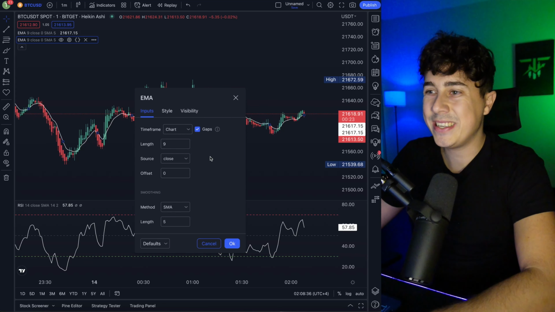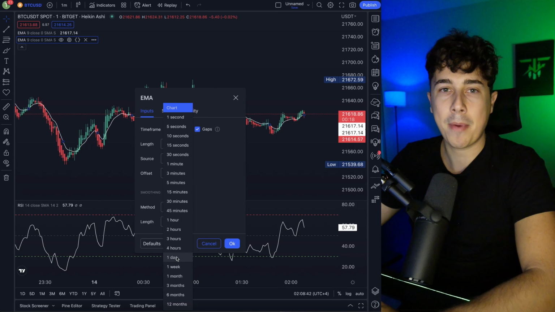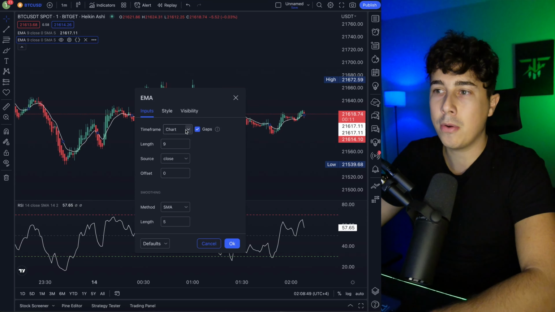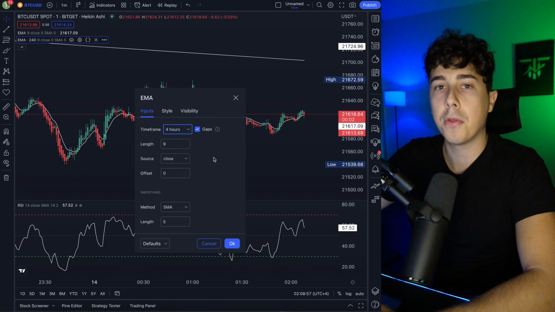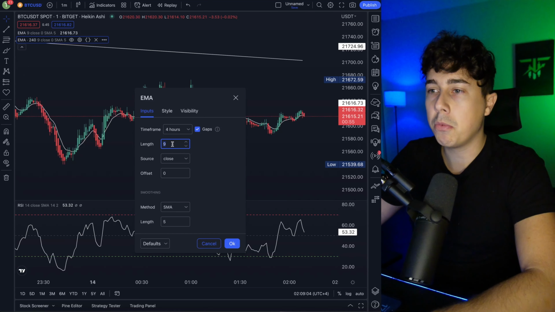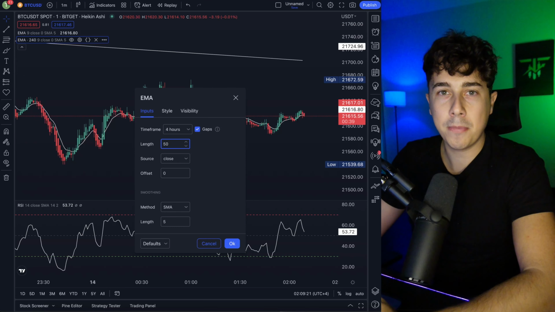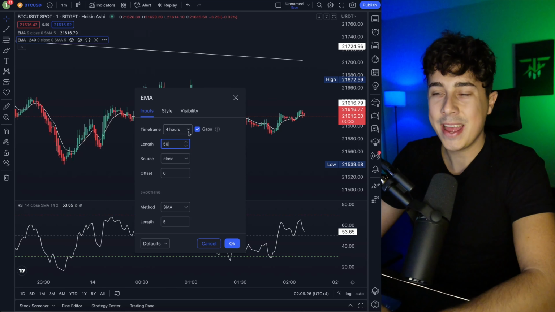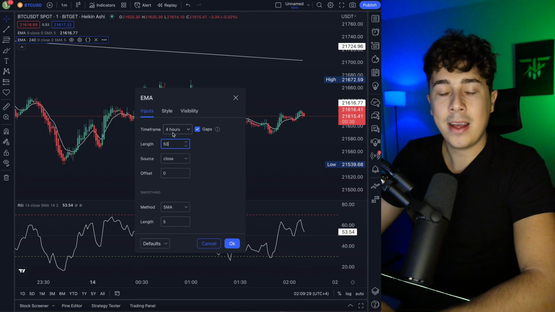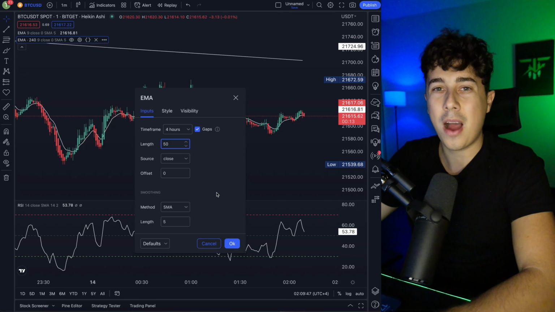The first thing we see here is the time frame. It is now on chart, so that means the EMA will always follow the time frame we have on the chart. For now it's on the 1 minute time frame, but we want to change it to our 4-hour time frame, so the EMA will give us information about the average of the 4-hour chart. Next, we go to the length. The length is now 9, but we want it at 50, and the length means that the average of the EMA is built out of the last 50 candles. In this example, out of the last 50 candles of a 4-hour time frame. So that means out of the last 50 4-hour candles.